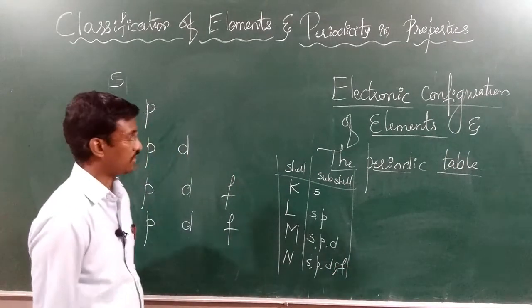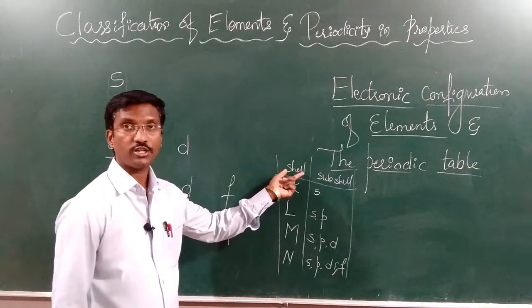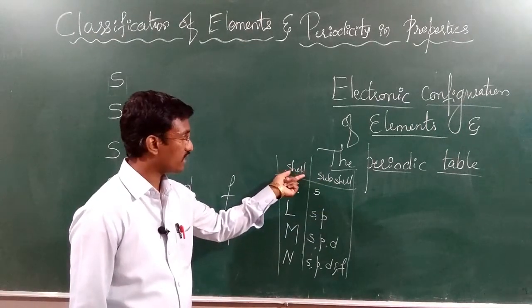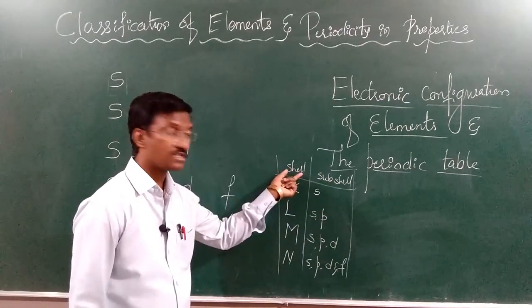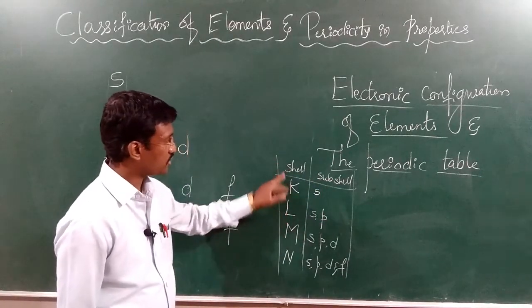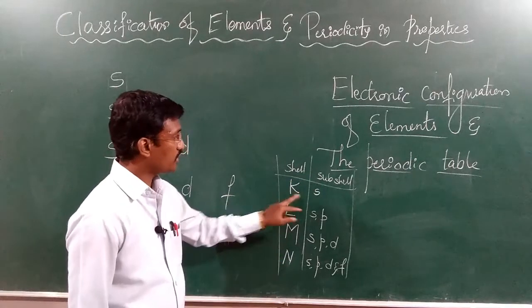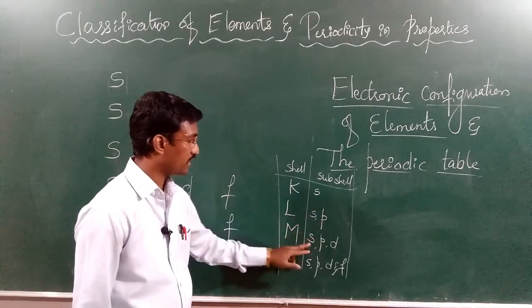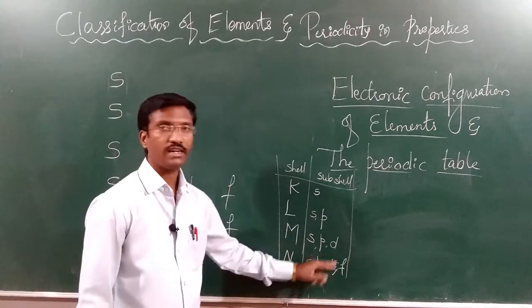These are the subshells. If we call this the orbit, this is the orbital. Commonly we are familiar with the shell, and these are the subshells. So the K shell contains only one subshell, that is S. L contains S, P, M contains S, P, D, and N contains S, P, D and F.